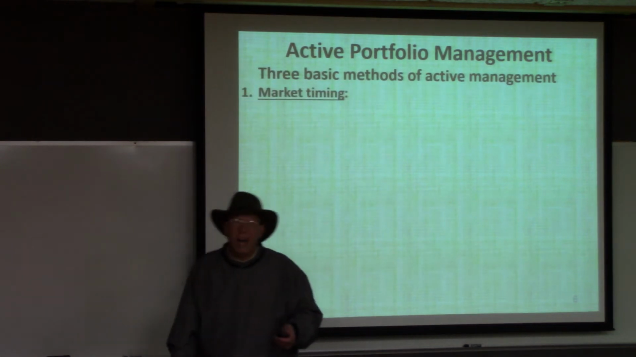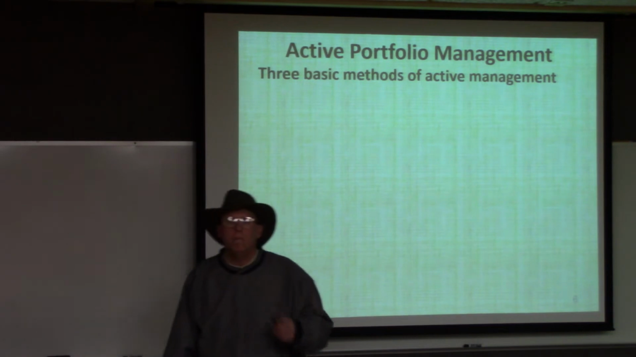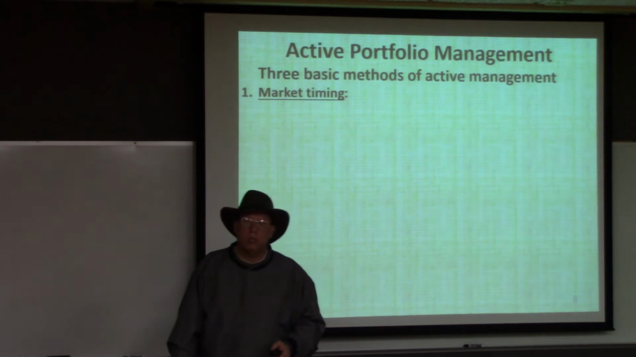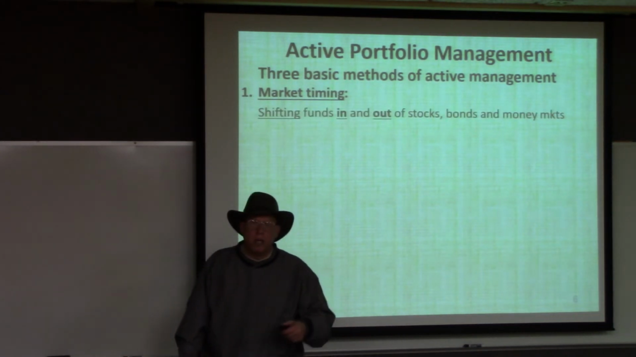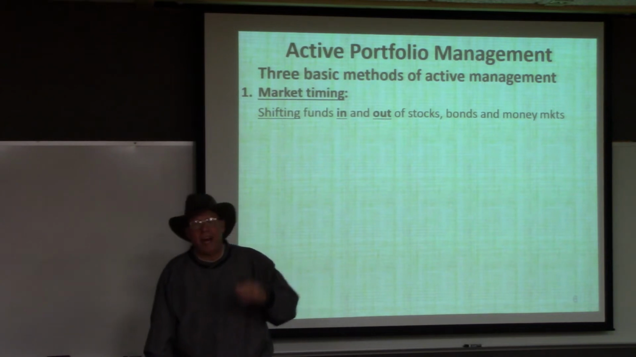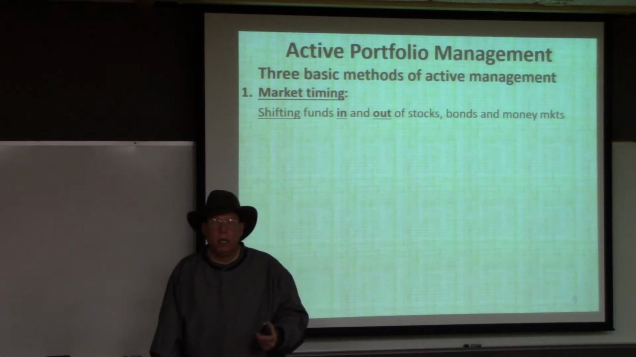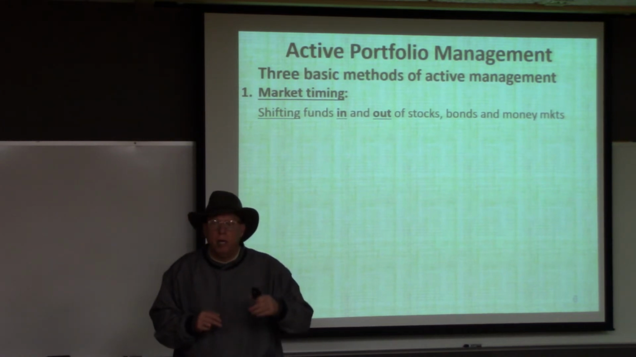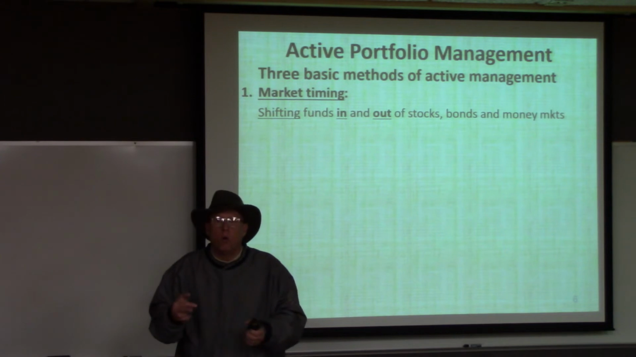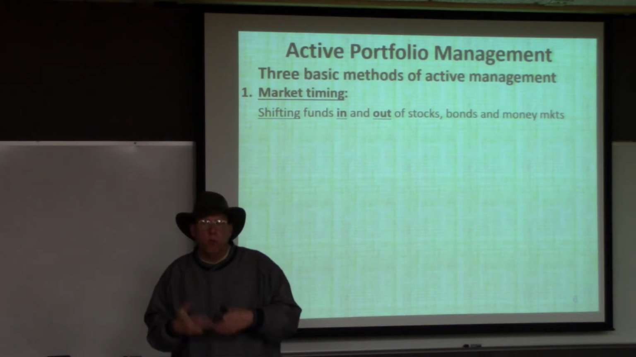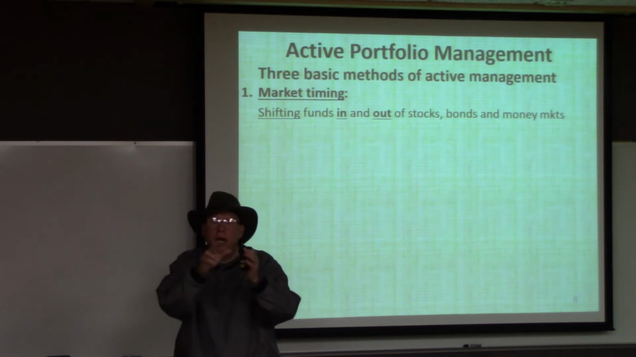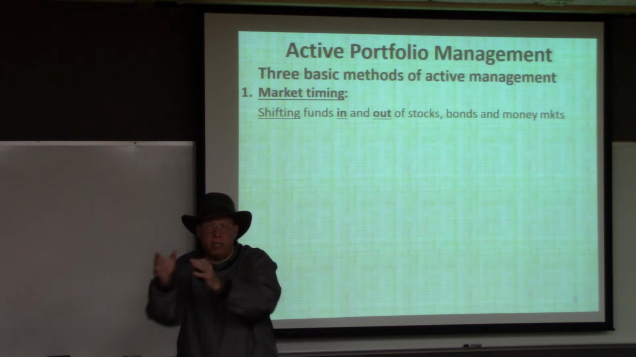All right, so how do active managers beat their index? Well, there are 3 basic approaches to beating an index, okay? And the first one is market timing. Market timing involves shifting funds into and out of stocks, bonds, and money markets, changing your weighting. Some market timers are very extreme. They'll go to 0% in one or two of these asset classes, or they'll go to 100% of one of these asset classes. Other managers work somewhere in between.